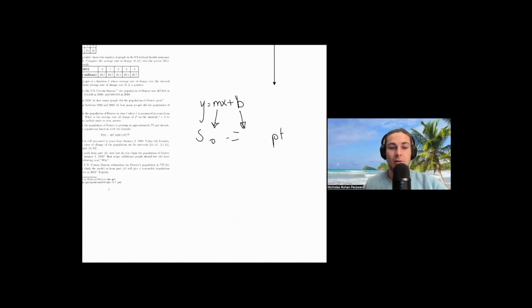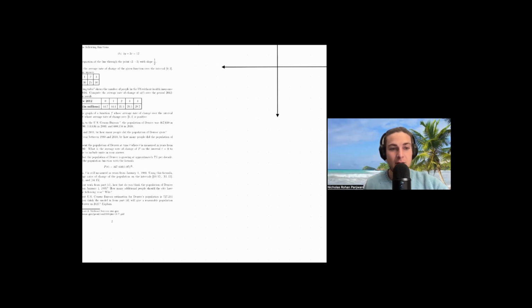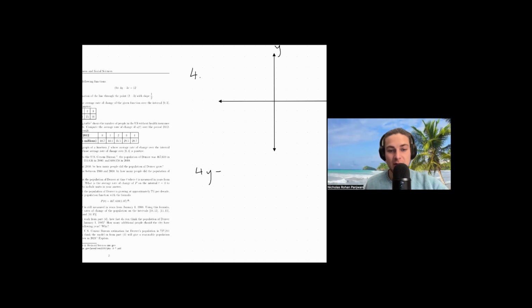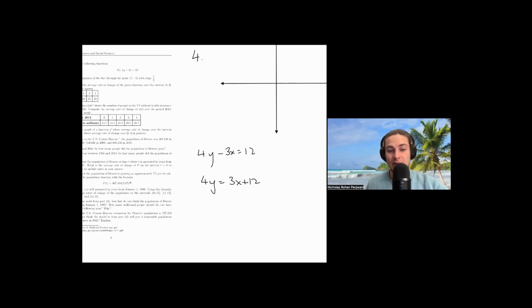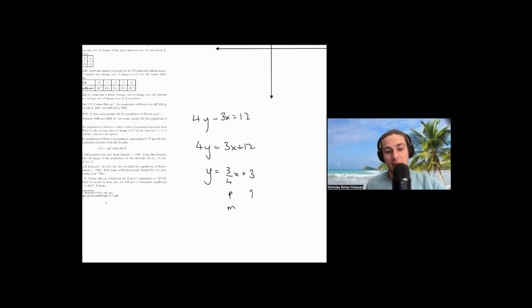So we have 4y minus 3x equals 12. So again, we're going to solve for y basically. So 4y is equal to 3x plus 12. y is equal to this right side divided by 4. So 3 over 4 x plus 12 divided by 4 is 3. So this is our m, and this is our b.